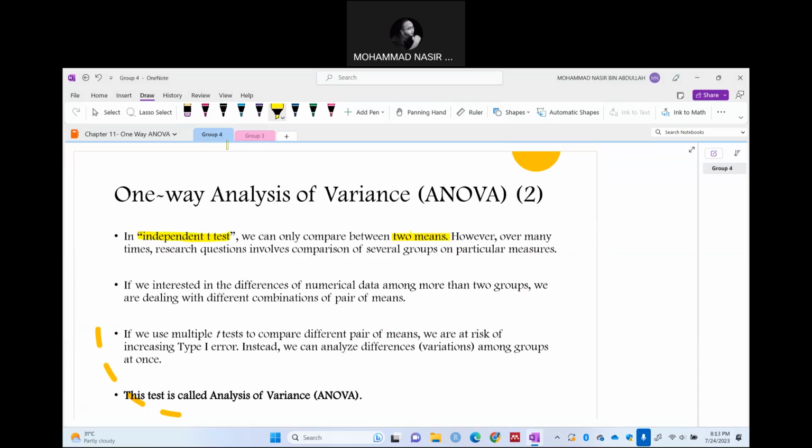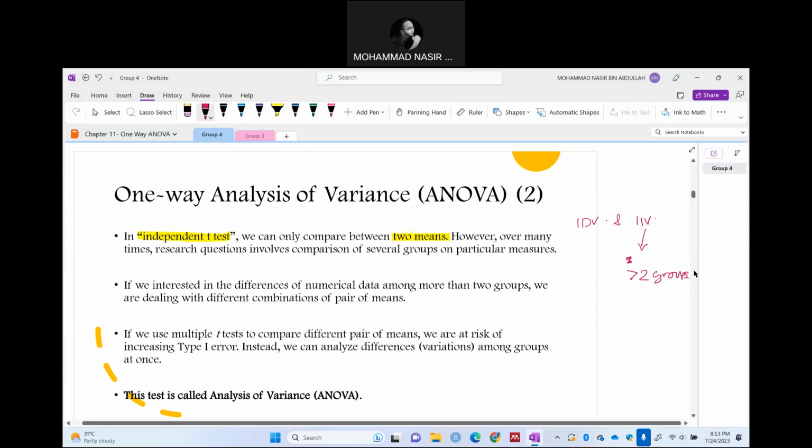If you have more than two groups, you cannot use the independent sample t-test. You should use one-way ANOVA. One-way ANOVA means that you only have one dependent variable and one independent variable. This independent variable should have more than two groups.